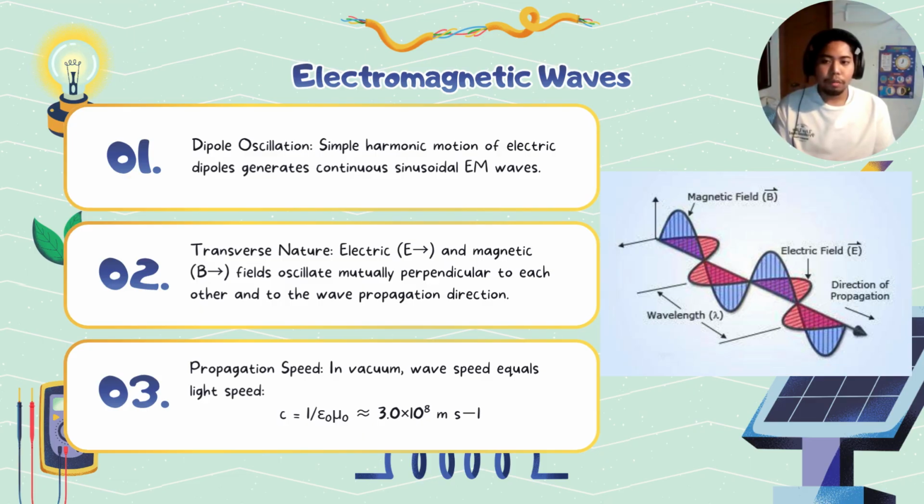On this slide, we look at electromagnetic wave propagation. EM waves are generated when an electric dipole undergoes simple harmonic oscillation. This oscillation produces time-varying electric and magnetic fields that are perpendicular to each other and perpendicular to the direction of wave propagation. In a vacuum, these waves travel at the speed of light.